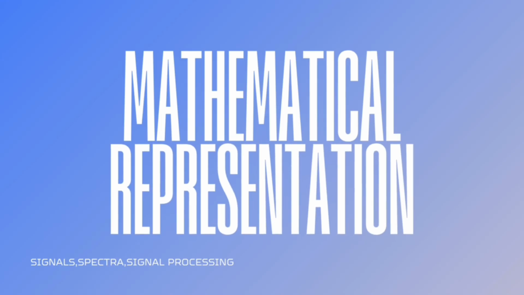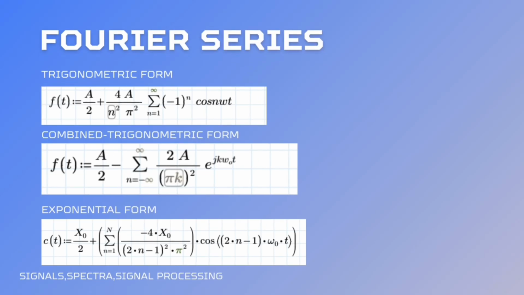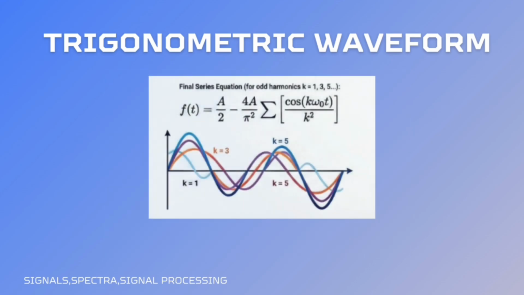Mathematical representation. Trigonometric waveform. This form represents the signal as a sum of cosine waves. Due to the wave's even symmetry, only cosine terms are present.